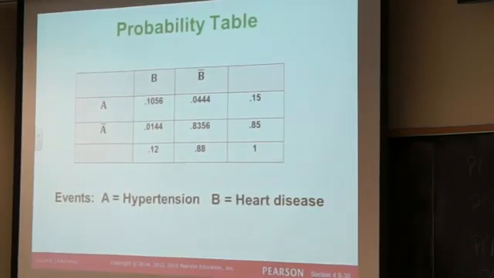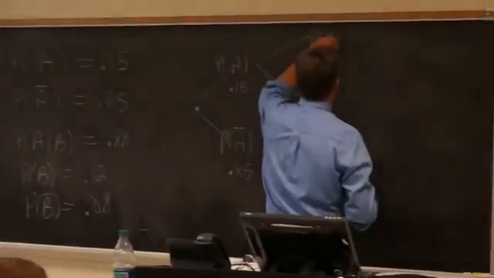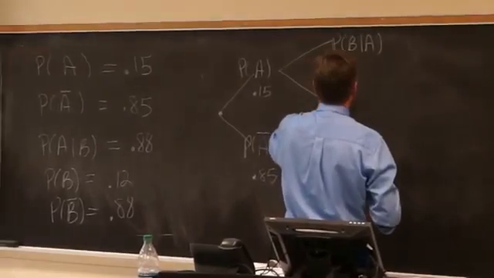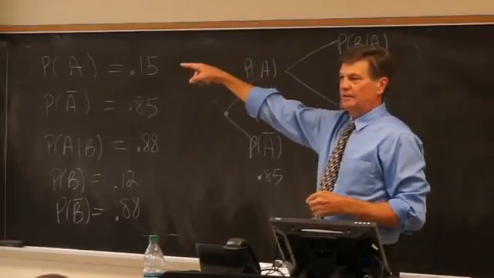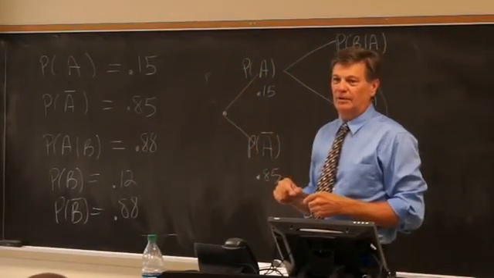What's the probability of A? 0.15. And A bar complement, 0.85. What do I do next on the tree? Well, up in this branch, I'm assuming A's already happened. So this is probability of A, probability of A bar. This is the probability of B given A. This is the probability of B bar given A. Do I have those on my table right now? I don't have those, do I?